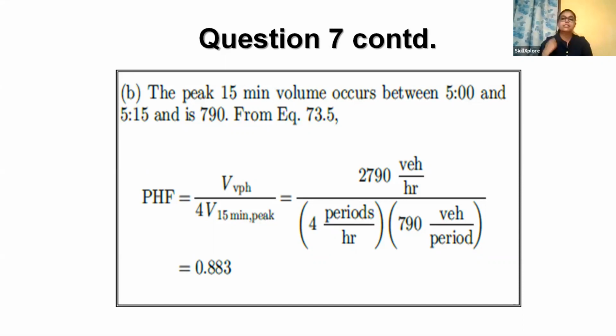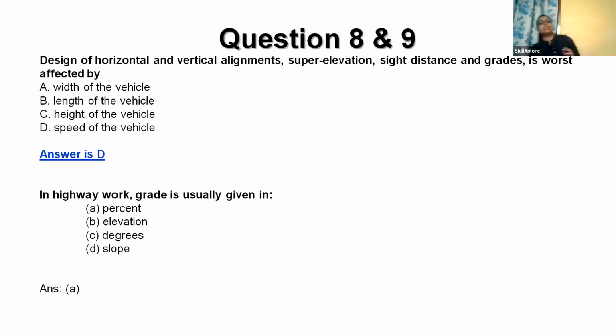That was question number 7. And next are questions number 8 and 9. For the design of the horizontal and vertical alignments, superelevation, sight distance and grades, it is worst affected by: option A, width of the vehicle; option B, length of the vehicle; option C, height of the vehicle; option D, speed of the vehicle. Since the start of the session I have mentioned that the most important parameter is the speed of the vehicle. So the answer is option D, the speed of the vehicle.